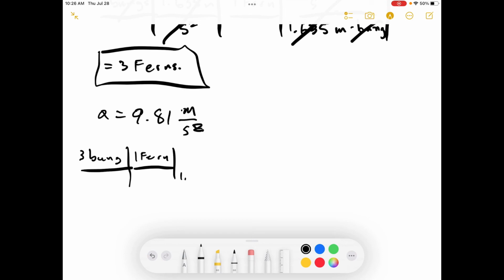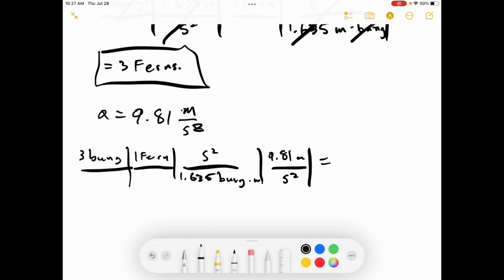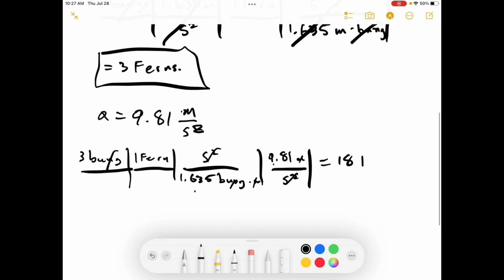It's equal to 1.635 bung meters per second squared, and we have 9.81 meters per second squared acceleration, and this cancels meters, seconds, bung. We're left with ferns. 3 times 9.81 divided by our conversion factor here, that equals 18 ferns.